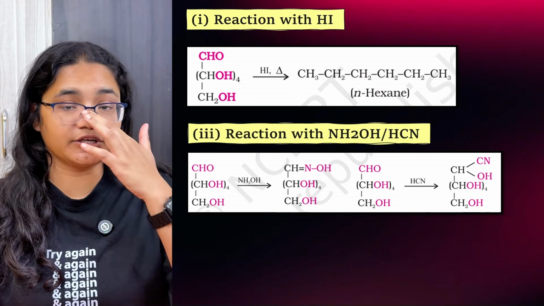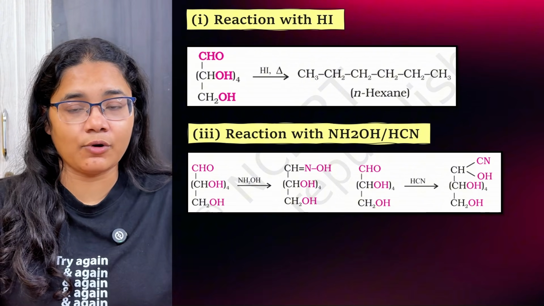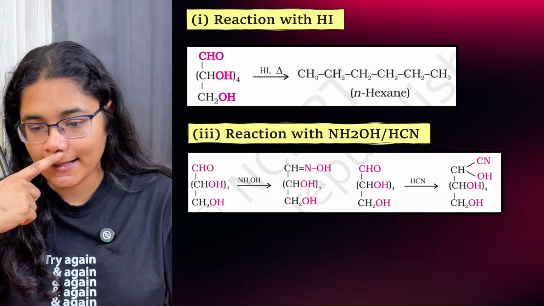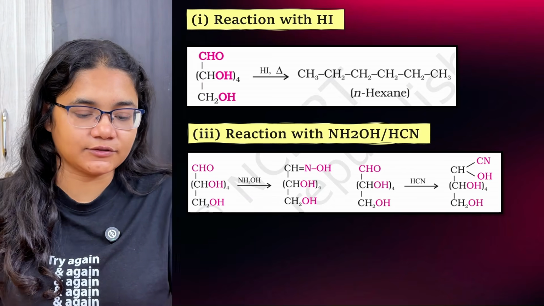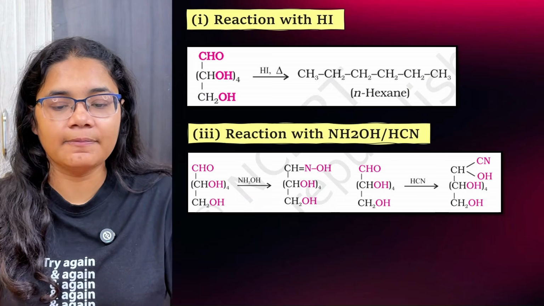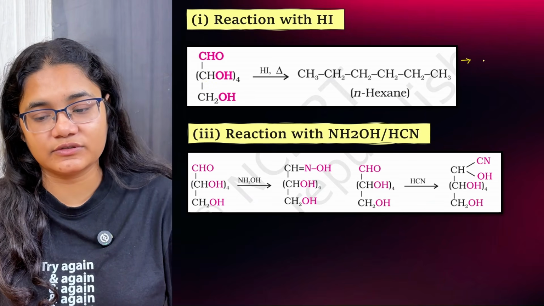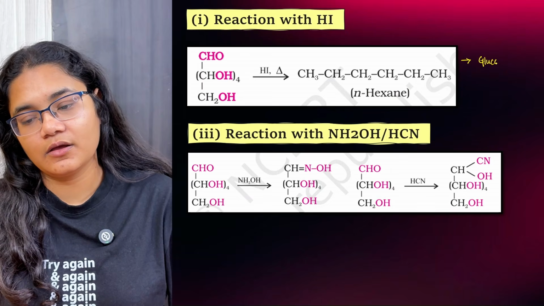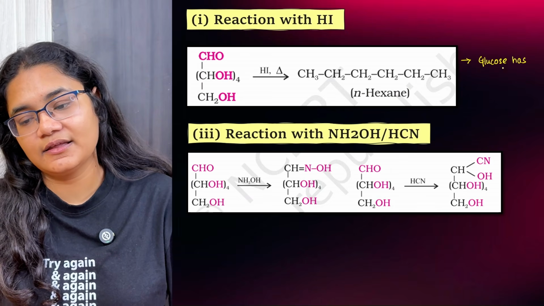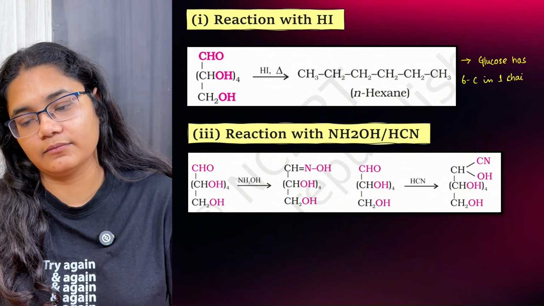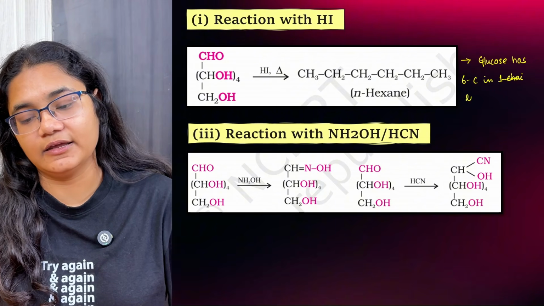Next, how the structure of glucose is determined. This is very, very important. Here the question can be like which reaction shows that, so I will be telling you the conclusion as well. See, the question is like this: when glucose reacts with HI, it forms n-hexane. Now this reaction shows that glucose has 6 carbons in one chain, means linear chain. Okay, 6 carbons in linear form.